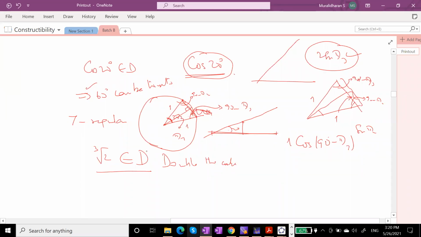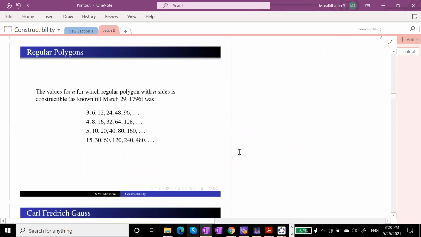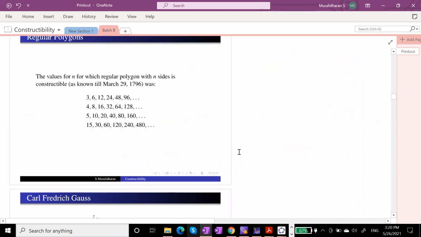So what we want to do is find some characterization of which numbers are in D and which numbers are not in D. If we can do that, then we are done. Right now, as we saw, till March 29, 1796, these are the only polygons which have been known to be constructible.